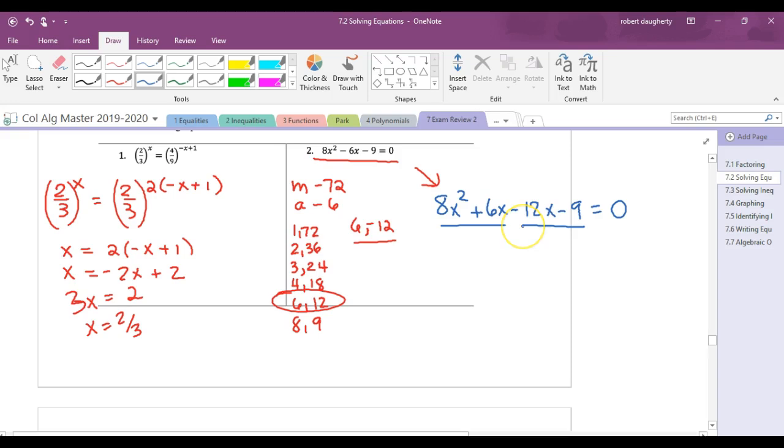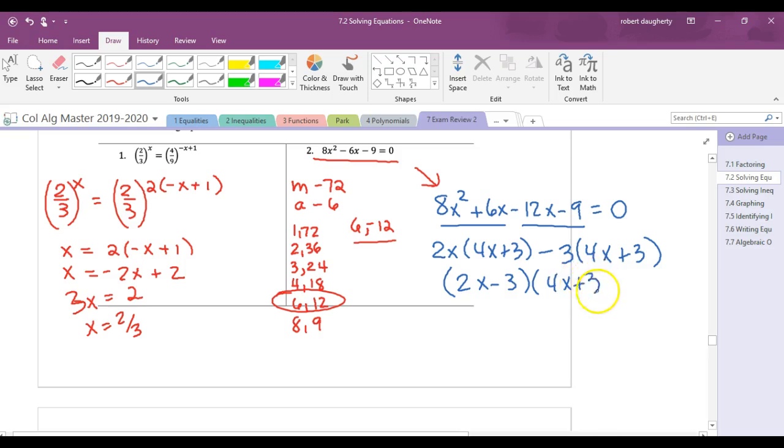Factor by grouping. What do these things have in common? It looks like they share a 2x. So that's 4x plus 3 minus, and it looks like between the 9 and the 12, I can factor out a 3. And that is 4x plus 3. And so my answer is 2x minus 3 times 4x plus 3 equals 0. So set these equal to 0, you get x is equal to 3/2 or negative 3/4. Those are your two solutions.